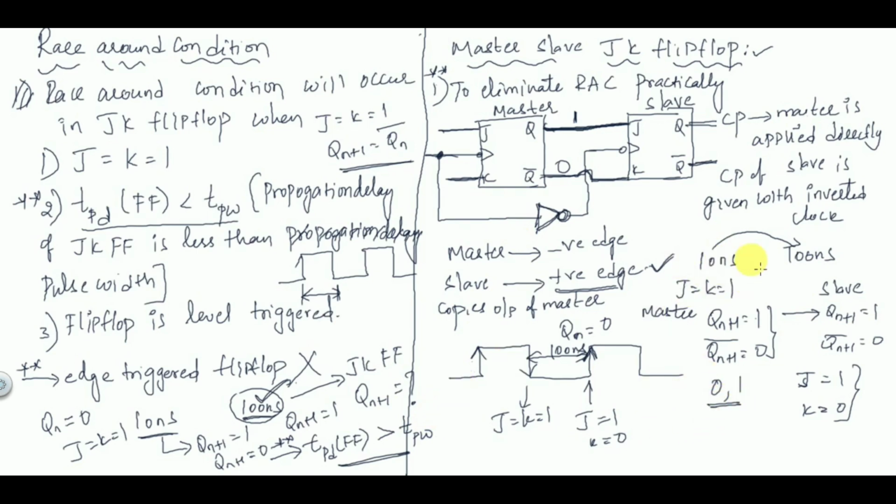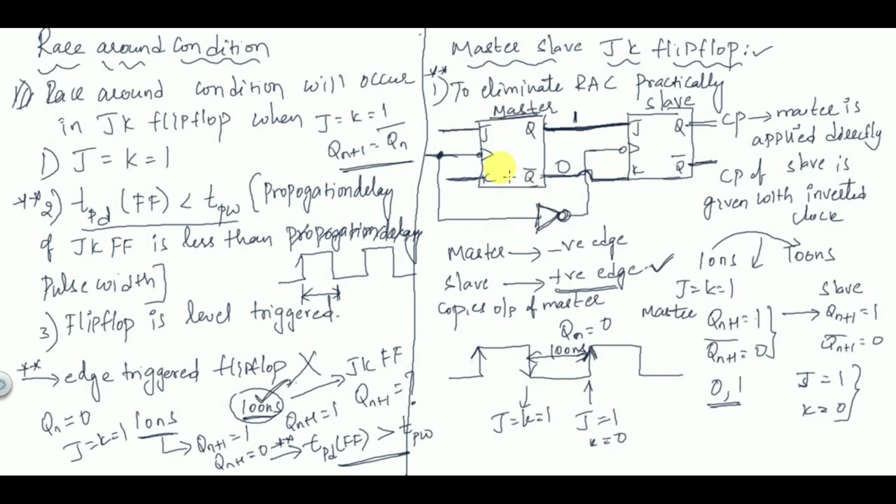Even after 10 nanoseconds, if toggling occurs here, that is, the race around condition occurs in the master flip-flop, it doesn't get affected because the slave is in deactivate mode. Thereby you will have a stable output at the output of the master-slave JK flip-flop, and thereby the race around condition in the JK flip-flop can be eliminated.